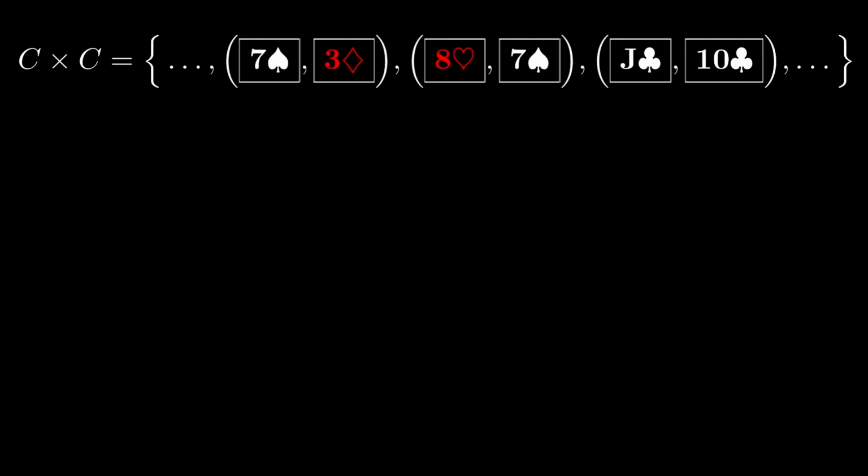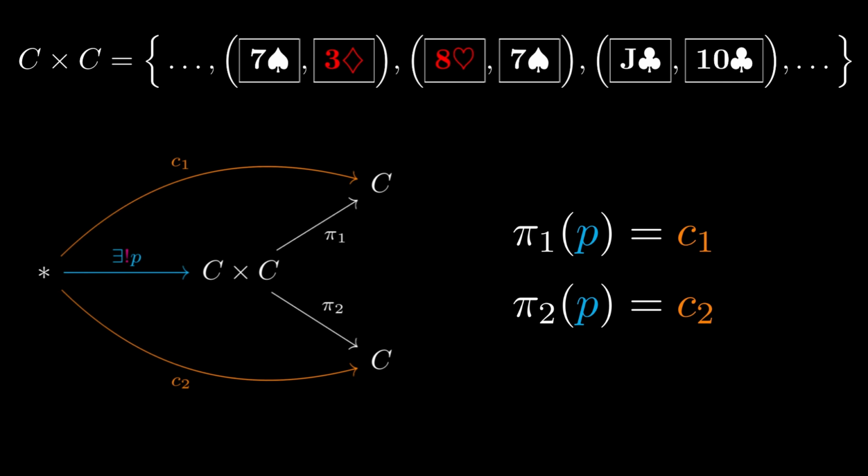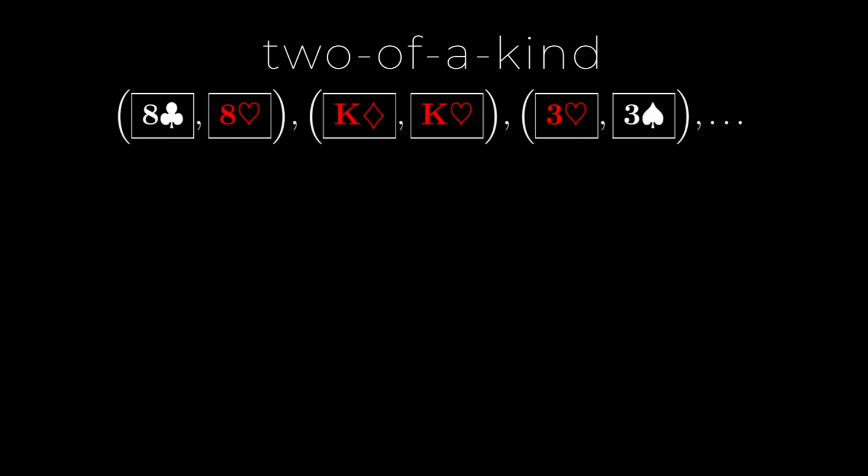Using Cartesian products, we can construct a set of all possible pairs of cards as well. Again, we can represent this construction with a diagram. Given any choice of two cards C1 and C2, we get a unique pair P such that the first component of P is C1 and the second component of P is C2. What if I'm only interested in the pairs of cards that form two of a kind? That is, when both cards have the same value.